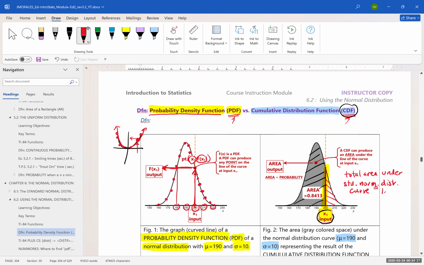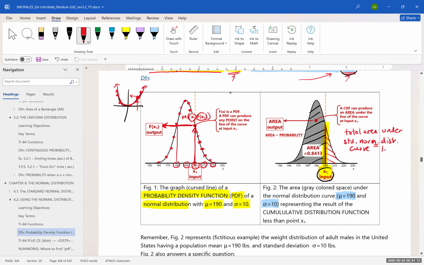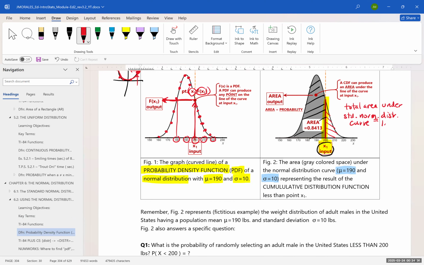All right, so that's the difference between a PDF and a CDF. And most functions we're going to be using are going to be CDF functions. But that's so that we can put in a value of X and get out an area that's adjacent to it. This value of X serves as the borderline to the area of interest.